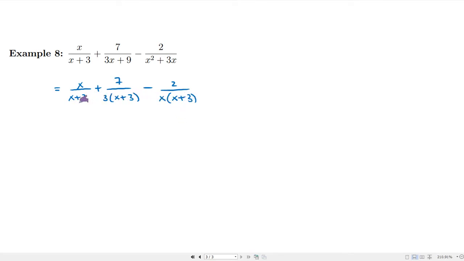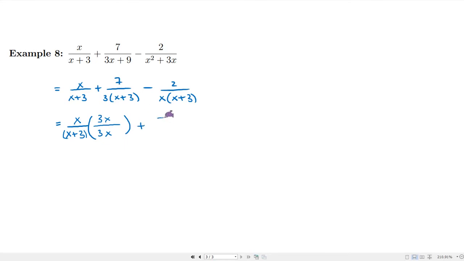If we want the least common denominator, what are we going to need? Well, this fraction is missing a 3, and it's also missing an x. So we're going to take this first fraction and multiply and divide by those missing factors. We have the x plus 3, but we're missing a 3 and this x. So we're going to multiply and divide by 3x.